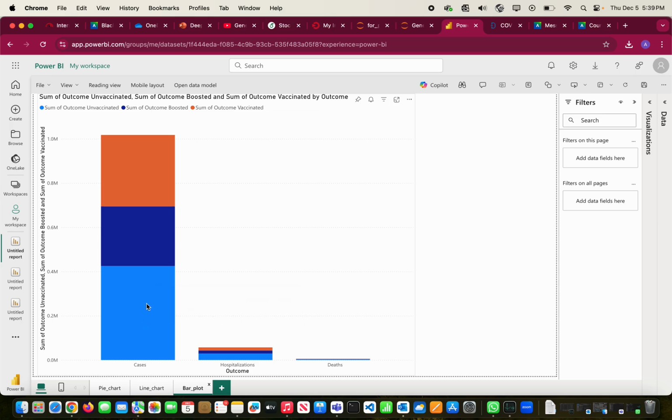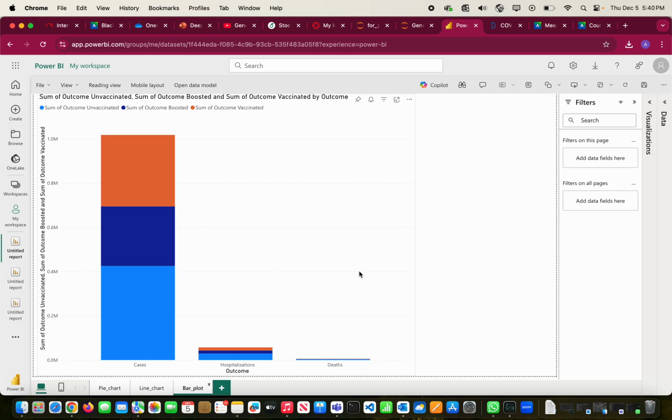the total number of unvaccinated cases and the total number of boosted cases, as you can see from the graph. Similarly, we can see the sum of total outcome vaccinated is 322,864. Similarly, we can see for hospitalization the total number of unvaccinated, boosted and vaccinated as well. And in death, the number for death is quite low. As we can see, the death is 692 for the boosted vaccination.